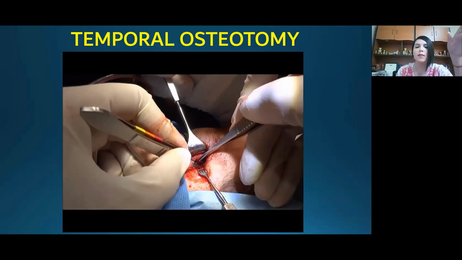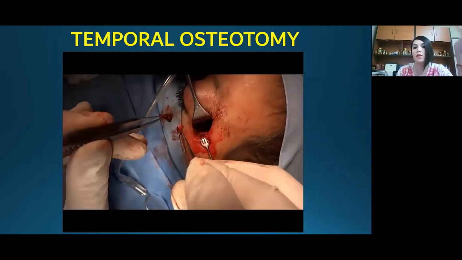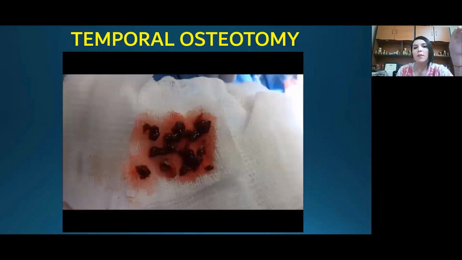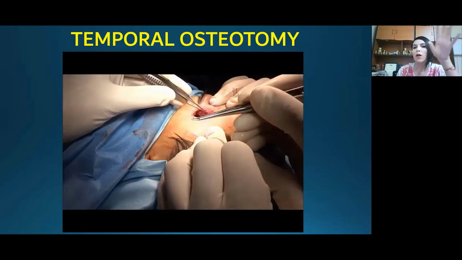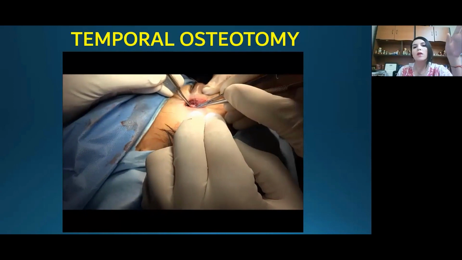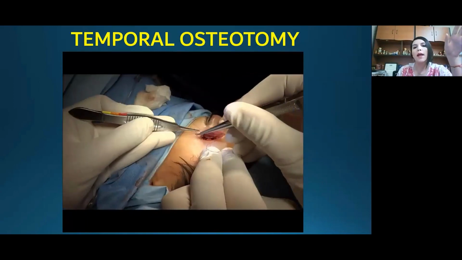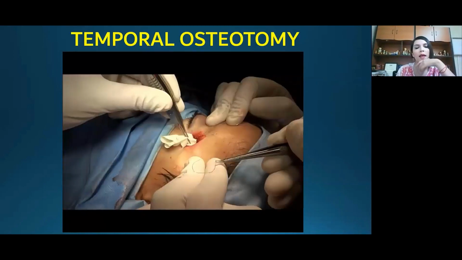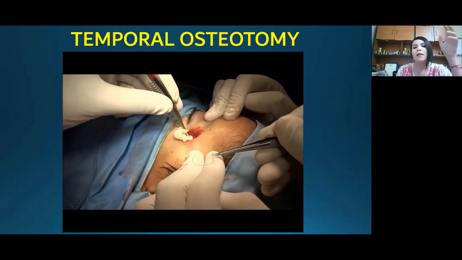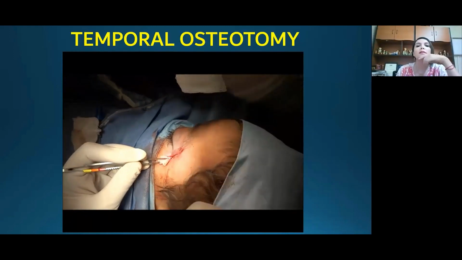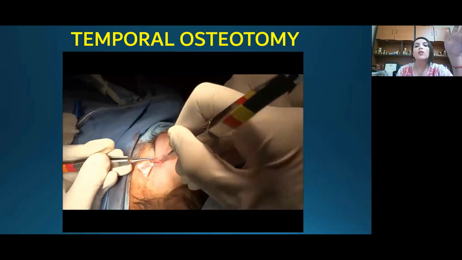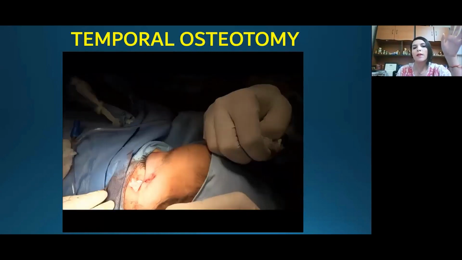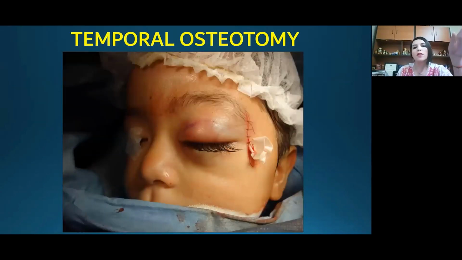If you see the mass, it has no capsule, so we have to take it out in little pieces. But fortunately, we take off all the tumor. After that, we close the periosteum with Vicryl 6-0, separate points. And because it's a little guy, we used to put this to not have a retrobulbar hemorrhage. So we finish the procedure.